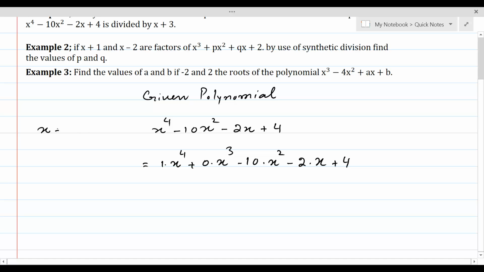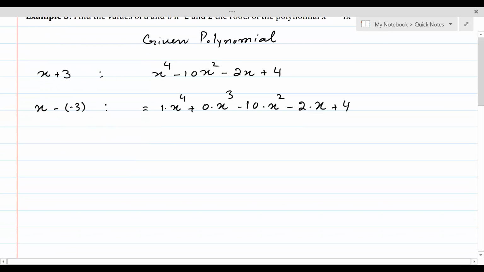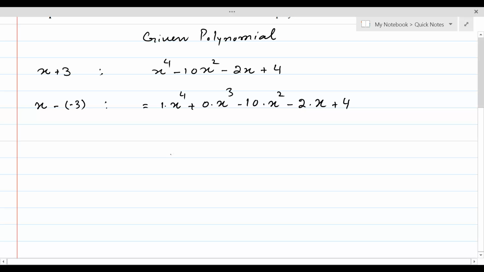So that polynomial is x plus 3, and this must be written in the form where negative should come after the variable x. So x minus negative 3, so that we are clear which number we have to use for division purpose while using synthetic division. Here let's write down these coefficients: 1, 0, minus 10, minus 2 and 4. And let's divide this with minus 3.